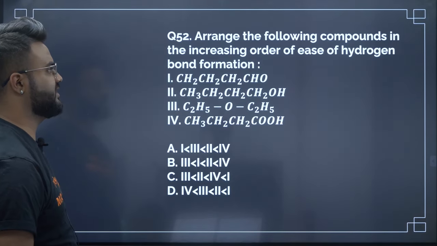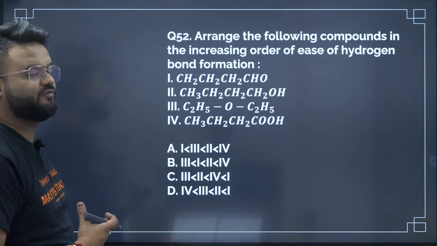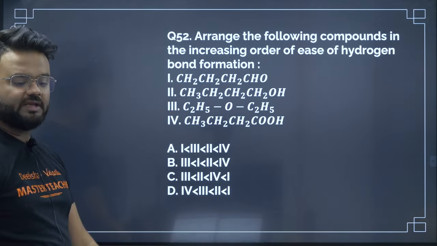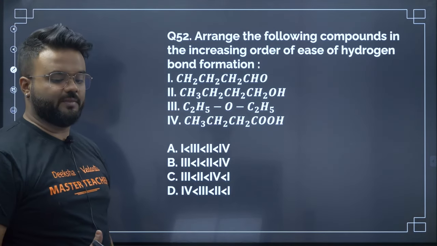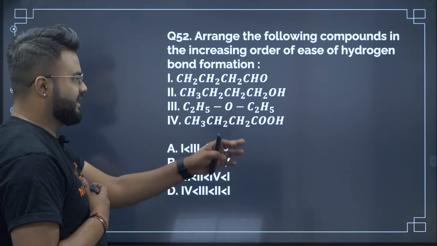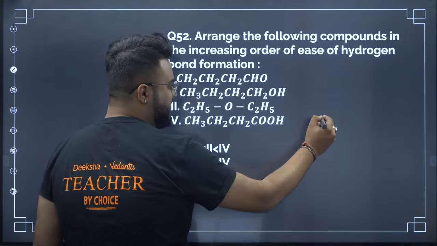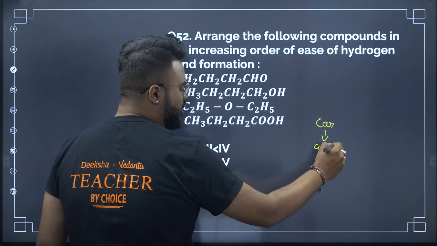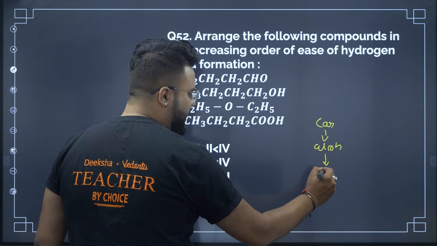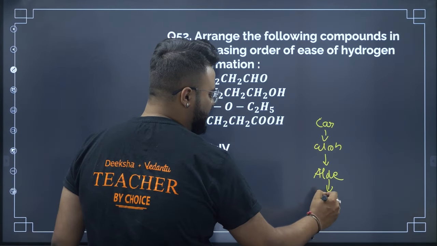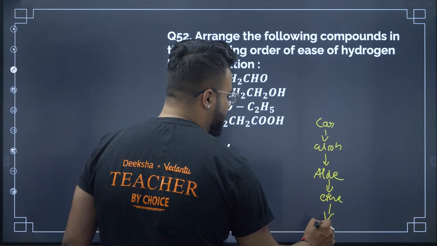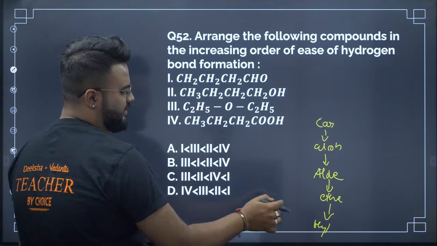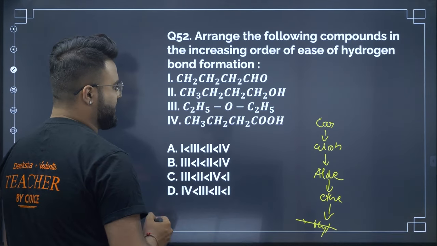Arrange the following compounds in the increasing order of ease of hydrogen bond formation. Where will the hydrogen bond formation be more? Where can you see the hydrogen bond formation will be more here? More will be in the carboxylic acid. After carboxylic acid, then it is alcohol, then aldehyde, then ether, then after ether, it is hydrocarbon. Now, let us find the hydrocarbons in this. So there is no hydrocarbon, we'll keep it out. Where is the ether? Ether is nothing but your 3.